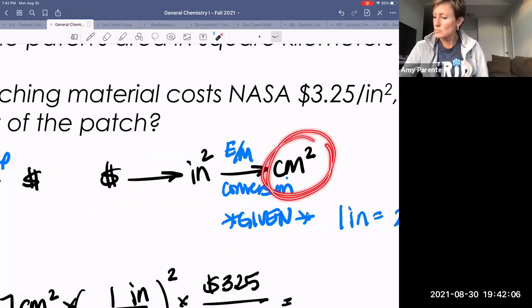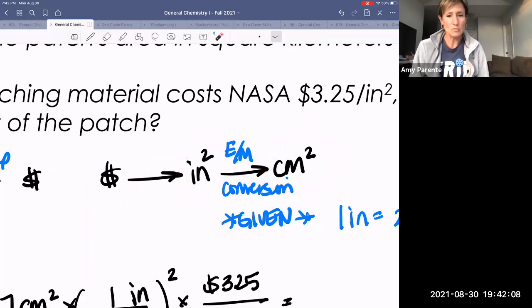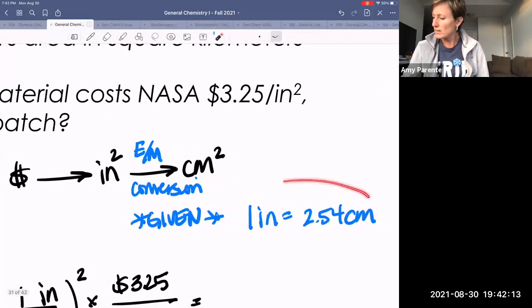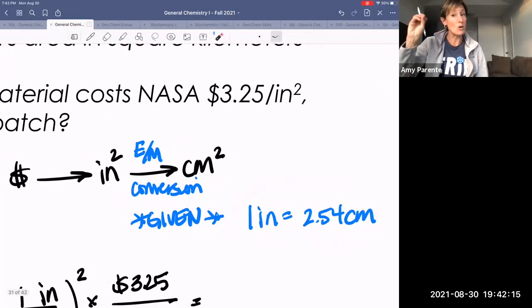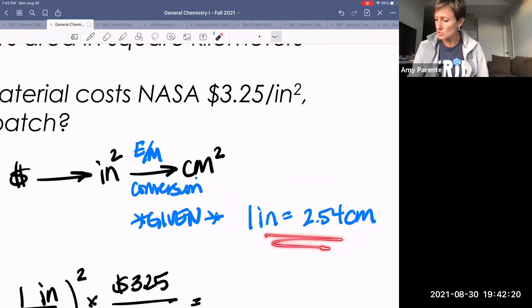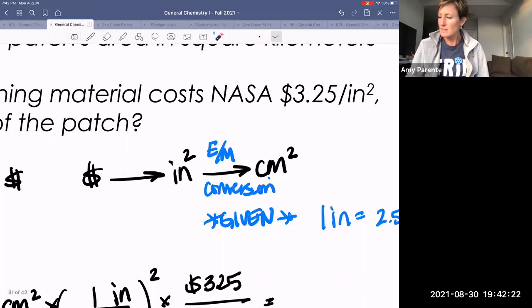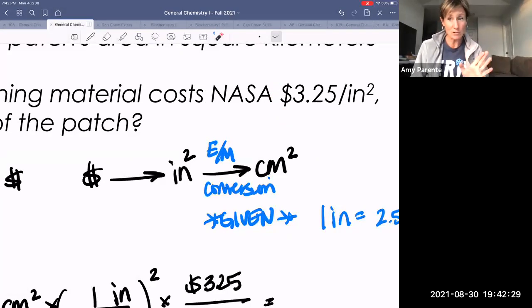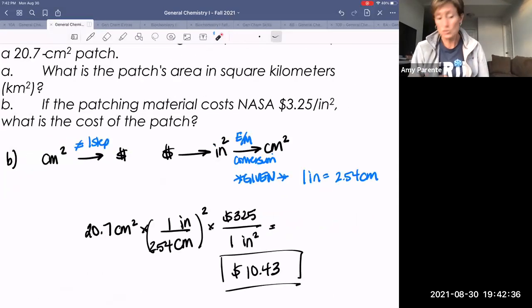I know a relationship between centimeters and inches. That's an English to metric conversion, and it's given: 1 inch is 2.54 centimeters. So I can walk from square centimeters to square inches using this relationship. And a piece of information given in the problem is the relationship between dollars and square inches. It wasn't dollars and square centimeters, but now I've got my last bridge that allows me to walk to dollars. So this one is actually only a two-step problem.